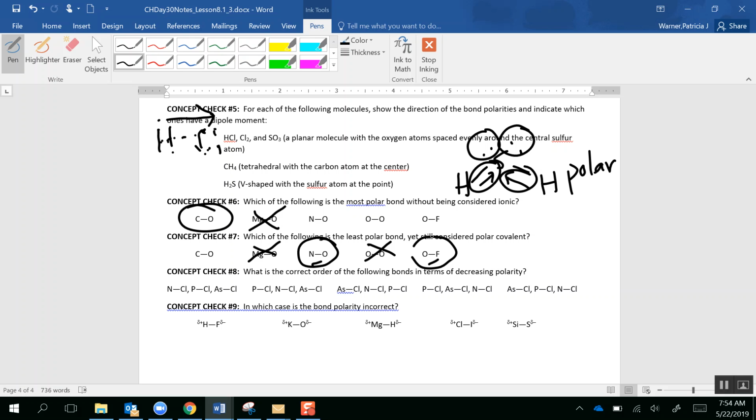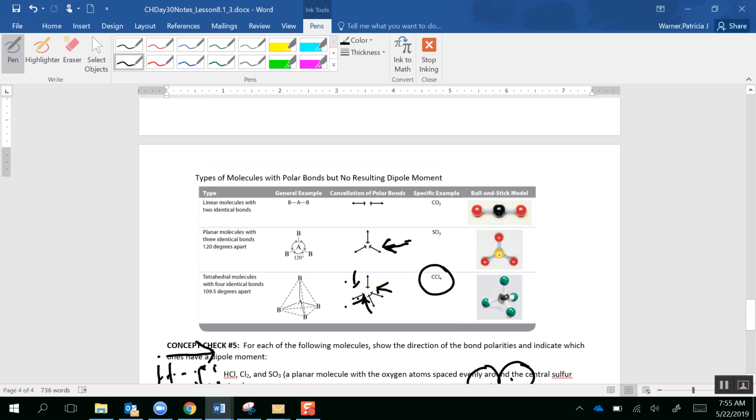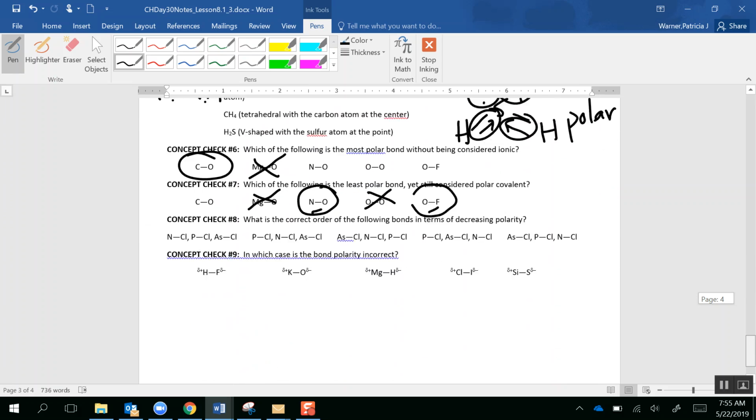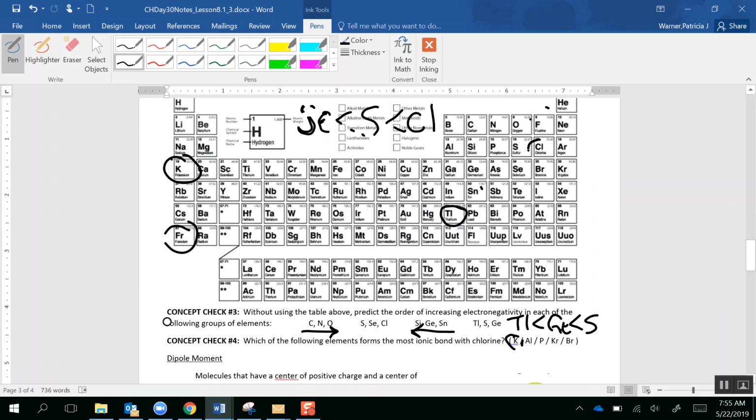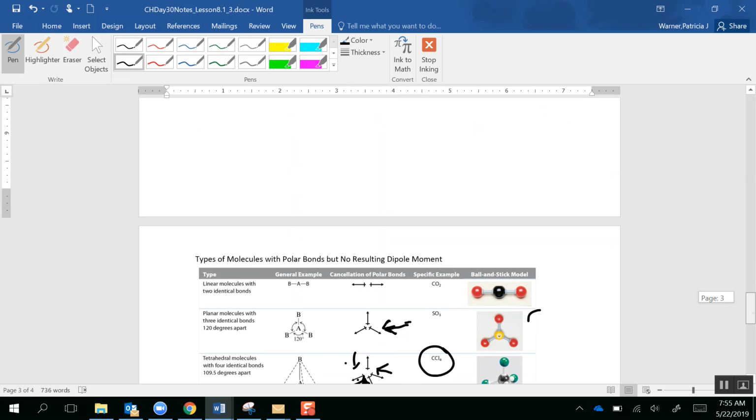Which is the correct order of the following bonds in terms of decreasing polarity? So we're looking for differences in electronegativity. So that first one, we're looking at nitrogen, chlorine, phosphorus, and so on. So we're all bonding with chlorine: nitrogen, phosphorus, arsenic. Okay, so chlorine is here, nitrogen, phosphorus, arsenic. So which one is going to be least polar? Well, probably least polar is going to be the nitrogen-chlorine because they'll have the closest electronegativities.